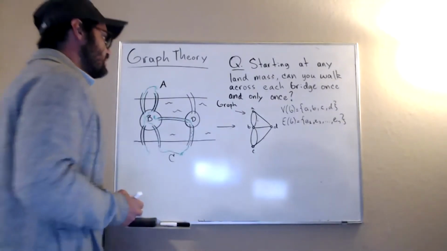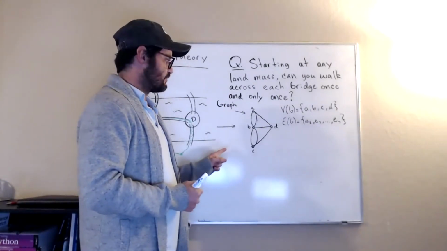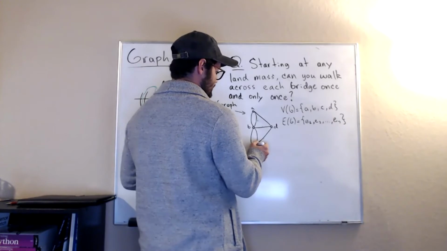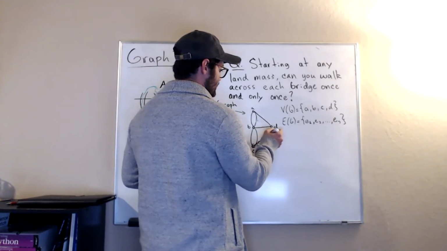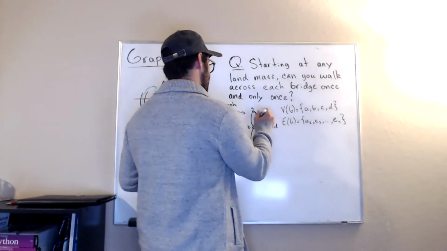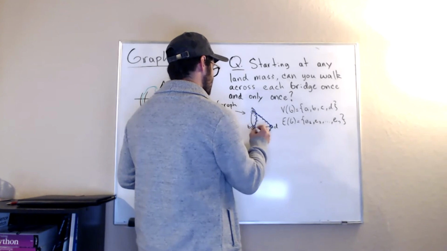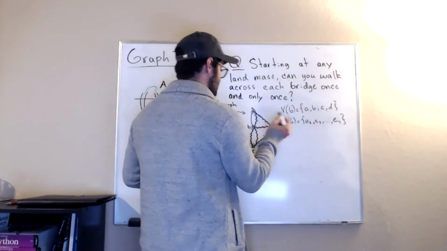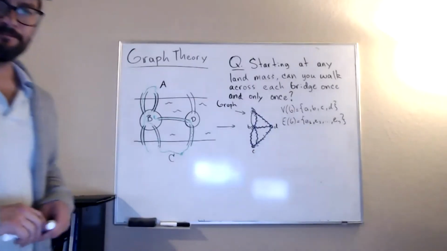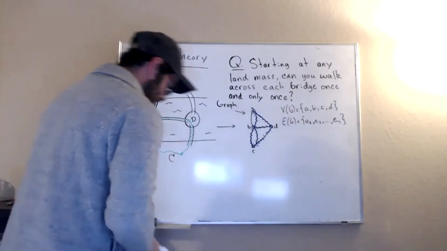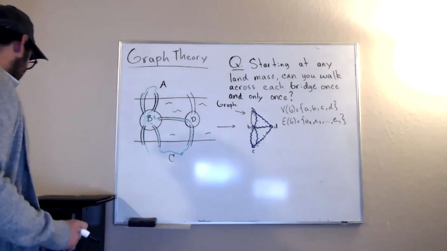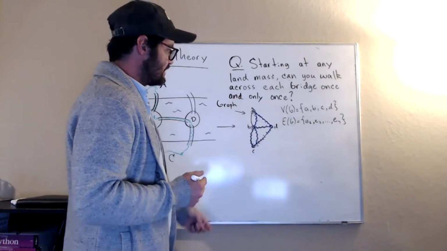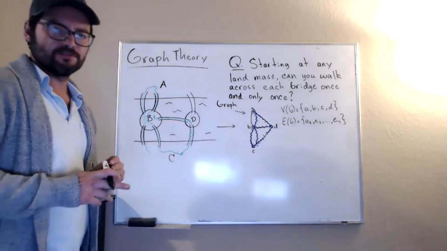So now the question is, starting at a vertex, can we travel along each edge once and only once? So if, for example, we started here, and maybe we go this way like that, maybe go this way like that, maybe go down, go down again, and maybe go back up, but then we get stuck. We go to D, we're stuck, we go to A, we're stuck.